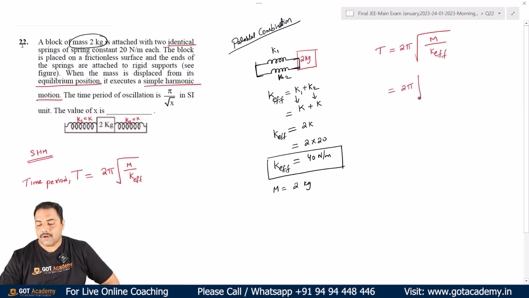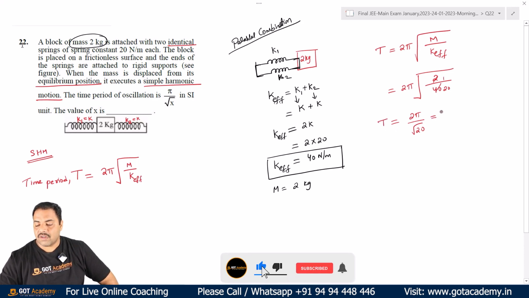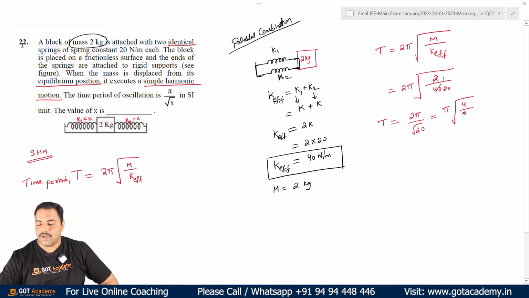So 2 pi root over, the value for m is 2, the value for effective spring constant is 40. By cancelling out, I will get 1 by 20, that is 2 pi by root 20. Let me move this 2 inside the root. So pi root over, when 2 is going inside, I can write 4 by 20. So here it is 1 by 5. So the final answer for time period is pi root over 1 by 5, which can be written as pi by root 5. So the final answer is T is equal to pi by root 5.